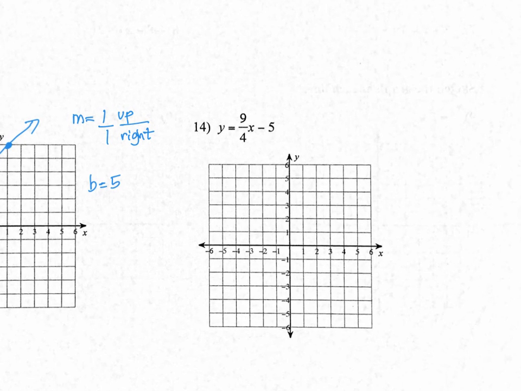Then on number 14, we have a slope of 9/4, a y-intercept of -5. So we're starting at y of -5. Then we've got to go up 9. So 1, 2, 3, 4, 5, 6, 7, 8, 9, right 4, 1, 2, 3, 4. There we go. So like that.